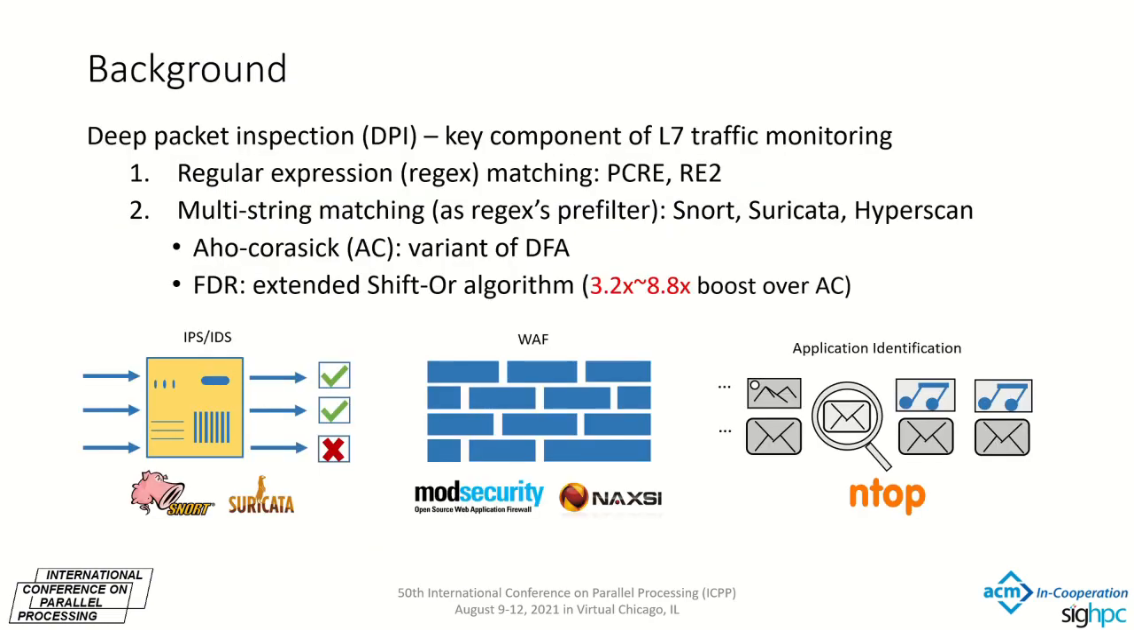As we know, deep packet inspection is a key functionality in Layer 7 networking applications, and the regular expression engine is at the core of DPI. Also, the prefilter of regular expression is a necessary part for performance. The representative programs are Snort, Suricata, Hyperscan. For multi-string matching, AC is the common algorithm. In addition, we proposed an algorithm called FDR in a previous paper. This is the fastest multi-string matching at present.